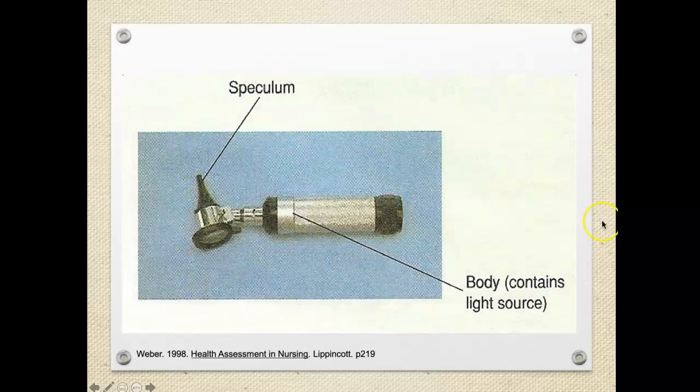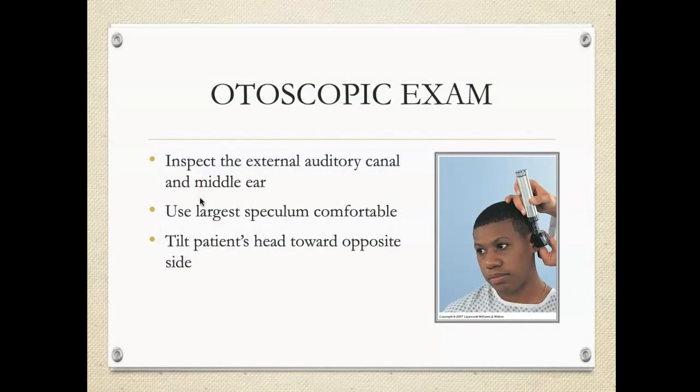The otoscope, again, here's going to be your handle, and this is the area where the light is emitted, and this is what they call the speculum of the otoscope. This part is the part that goes into the ear. On an otoscopic exam, this is where we look at the external auditory canal, as well as that tympanic membrane. We try to use the largest speculum that's comfortable. We can take those off and on, and they are single use. You throw them away when you're done.